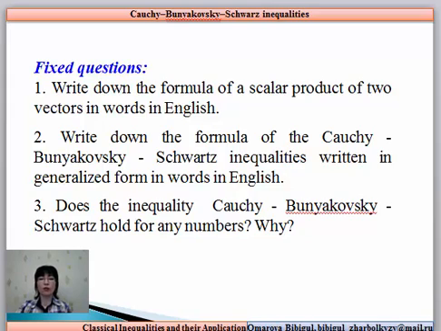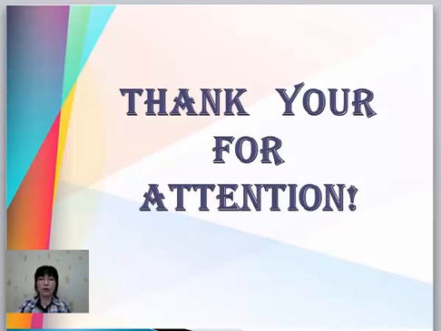Let's consider the first question. Write down the formula of a scalar product of two vectors in words in English. Second question, write down the formula of the Cauchy-Bunyakovsky-Schwarz inequality written in the generalization form in words in English. Third question, does the Cauchy-Bunyakovsky-Schwarz inequality hold for any numbers? Why? The lesson is over.